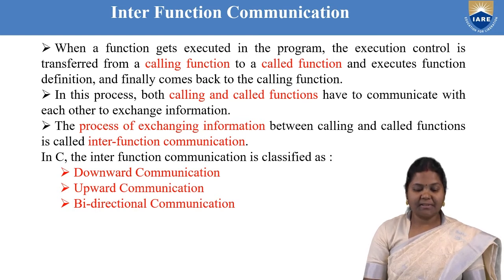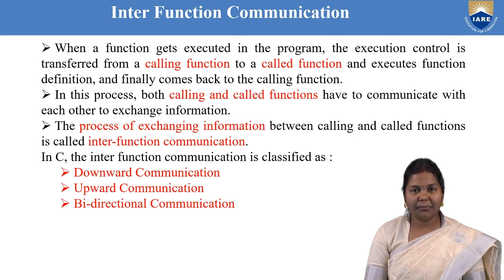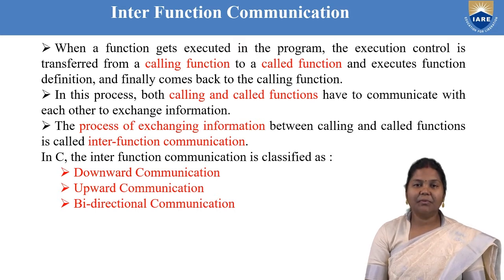In this process, both the calling and called function have to communicate with each other to exchange information. The process of exchanging information between calling and called function is known as interfunction communication. Normally, interfunction communication happens in three ways. One is known as downward communication, one is upward communication, and the third one is bidirectional communication. Now, let us discuss each one.